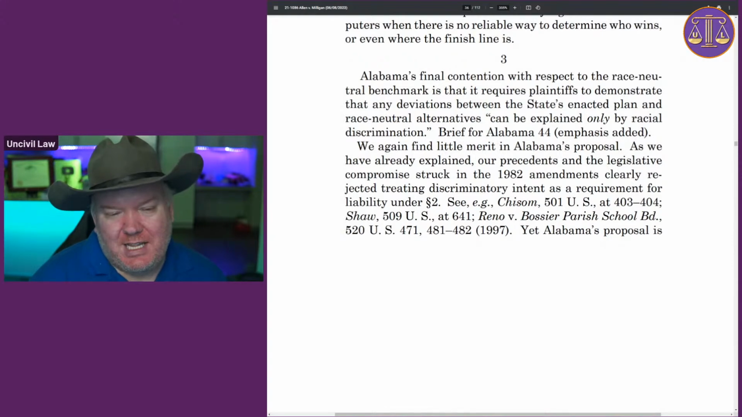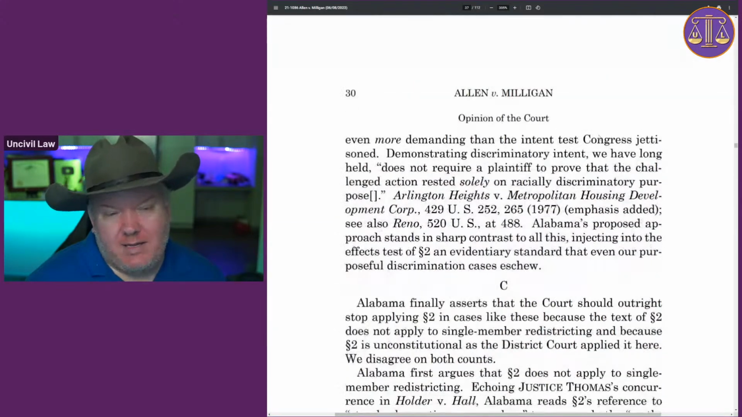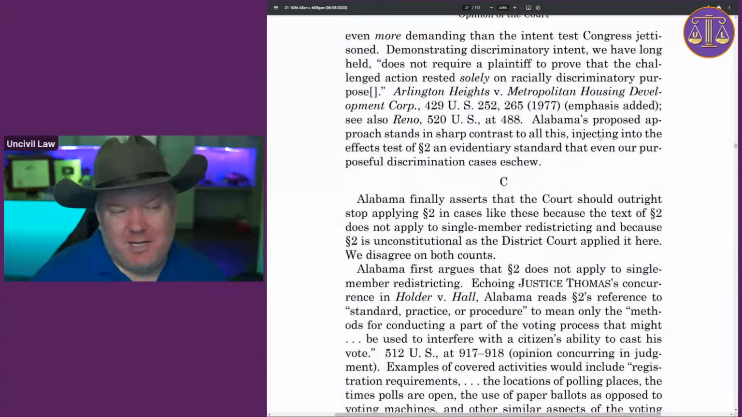As we've already explained, our precedent and the legislative compromise struck in 1982 clearly rejected treating discriminatory intent as a requirement for liability. Yet Alabama's proposal is even more demanding than the intent test Congress jettisoned. So yeah, basically you want us to go backwards of what Congress did. Demonstrating discriminatory intent, we've long held, does not require a plaintiff to prove the challenged act relied solely on discriminatory purpose. Alabama's proposed approach stands in sharp contrast to all this, injecting into the effects test of Section 2 an evidentiary standard that even our previous purposeful discrimination cases eschew. Nice.